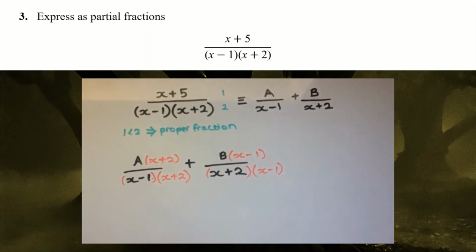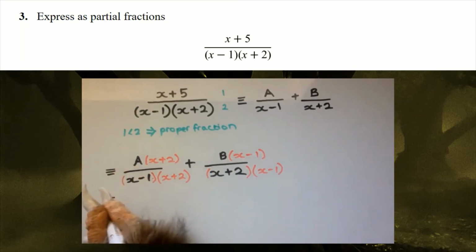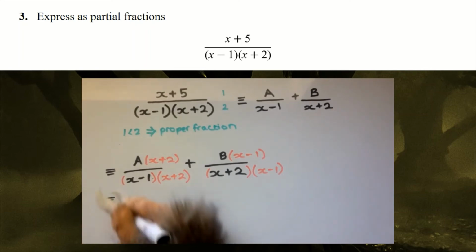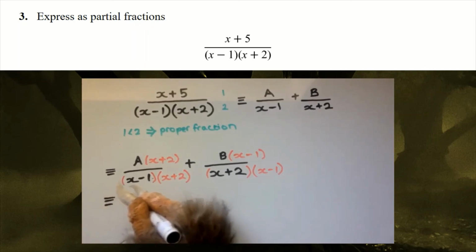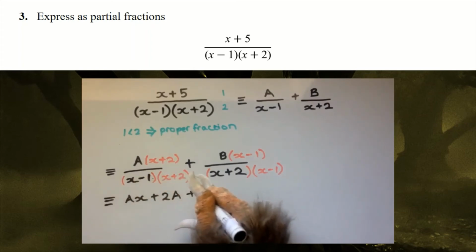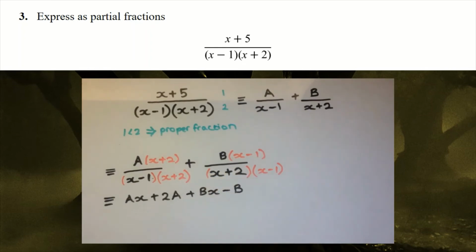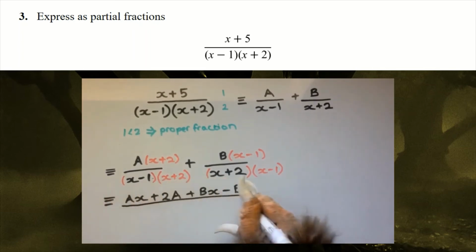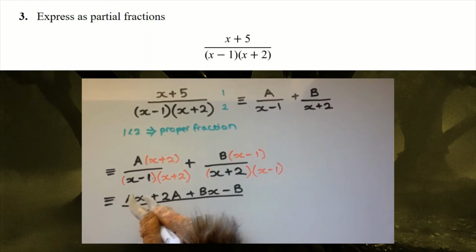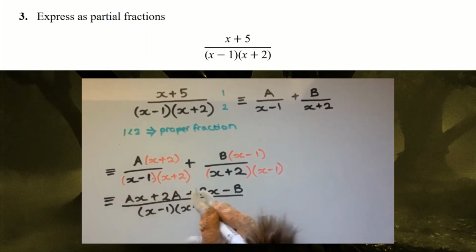Okay, so let's go ahead and combine these two fractions. So this is identical, of course, to what I've said previously. Okay, so we are going to have ax plus 2a plus bx subtract b. I'm just multiplying out the numerator as well, I hope that's okay, all over x subtract 1 multiplied by x plus 2.